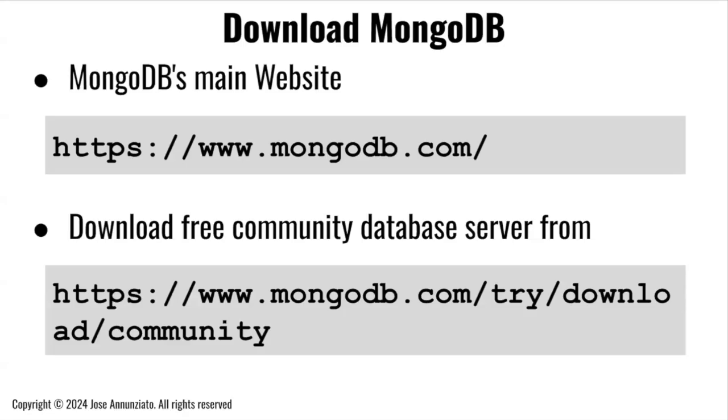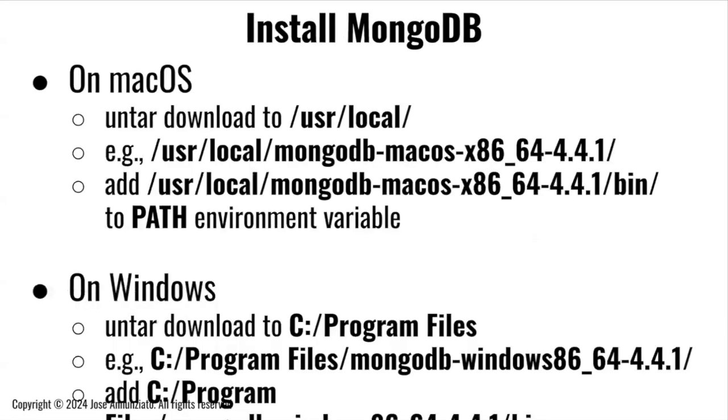Once you store it, if you're on a Mac, when you unzip it, typically it would go under user local. Under there, you'll get a folder that looks something like MongoDB, macOS, so and so, depending on your CPU. In there is a bin directory, and the most convenient way to use MongoDB is to add this entire path to your local path environment variables.